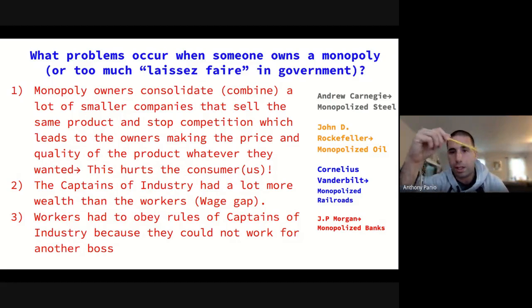Remember, if I was the only one that sold these pencils, I can make the price of this pencil $100. You're eventually going to need one. You eventually have to go to me. You eventually have to pay that money.